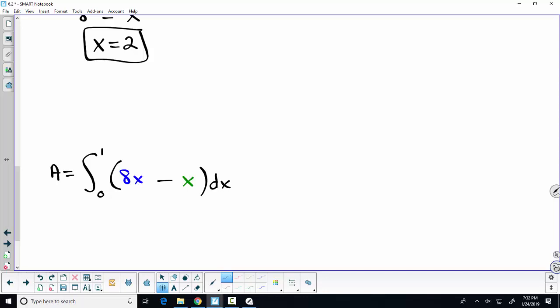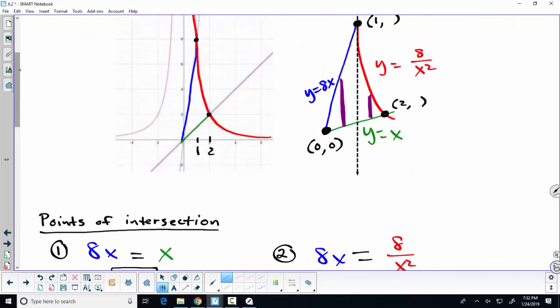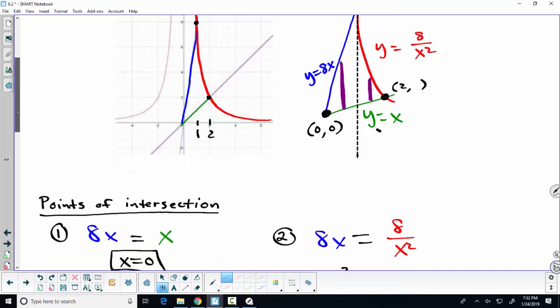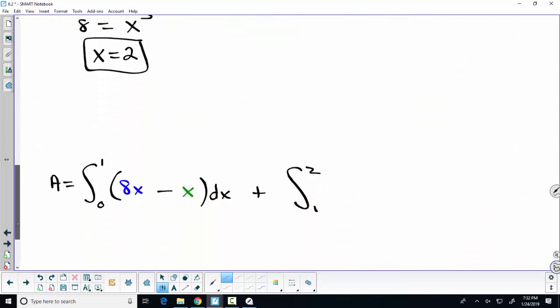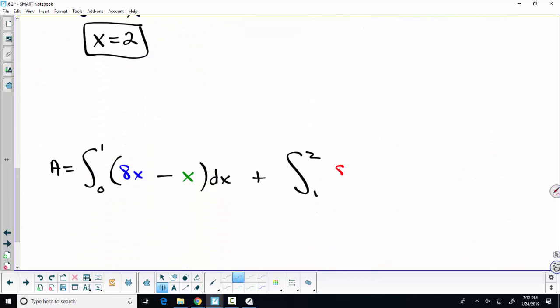What about the second region after the dashed line? Plus the integral from 1 to 2. Here we're picking back up at x equals 1, stopping at this point, which is an x value of 2. And then top minus bottom: 8 over x squared minus x. So that's going to generate the total net area for that region.